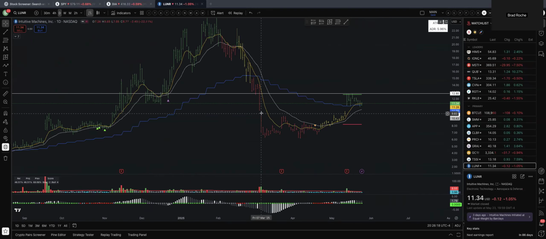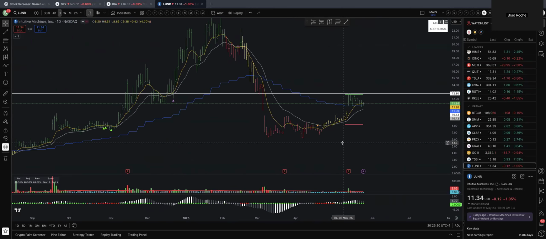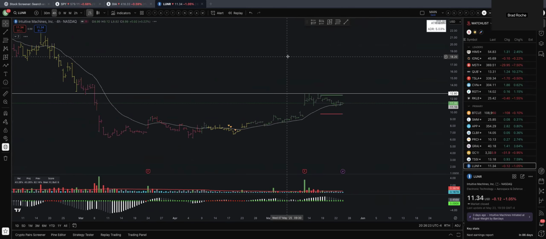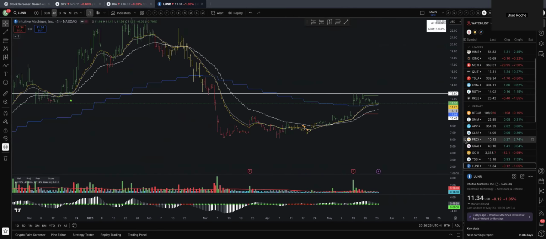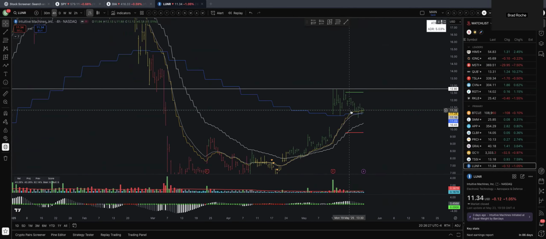LUNR is another one. This one looks pretty solid here, so this might need a little more time. It doesn't have a 4 hour setup yet, but it is at a lot of support. So look for a turn in this one. I think that one looks great.